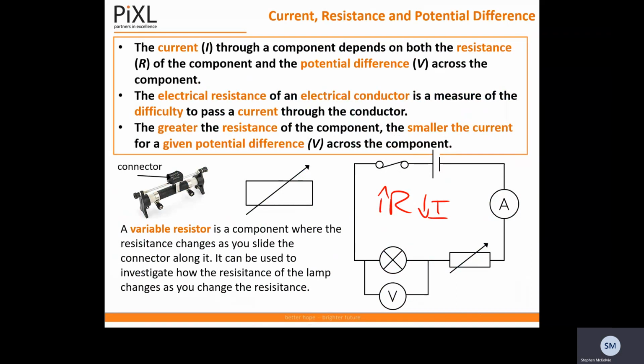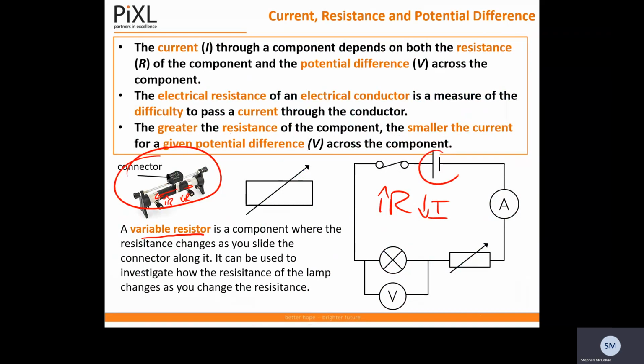The electrical resistance of an electrical conductor is a measure of the difficulty of passing a current through the conductor. The greater the resistance of the component, the smaller the current for a given potential difference across the component. This is something called a rheostat. It's a variable resistor. This can change the amount of resistance that it has. If we move the slider up, then it will increase the resistance. If we move the slider down, then it will decrease the resistance.